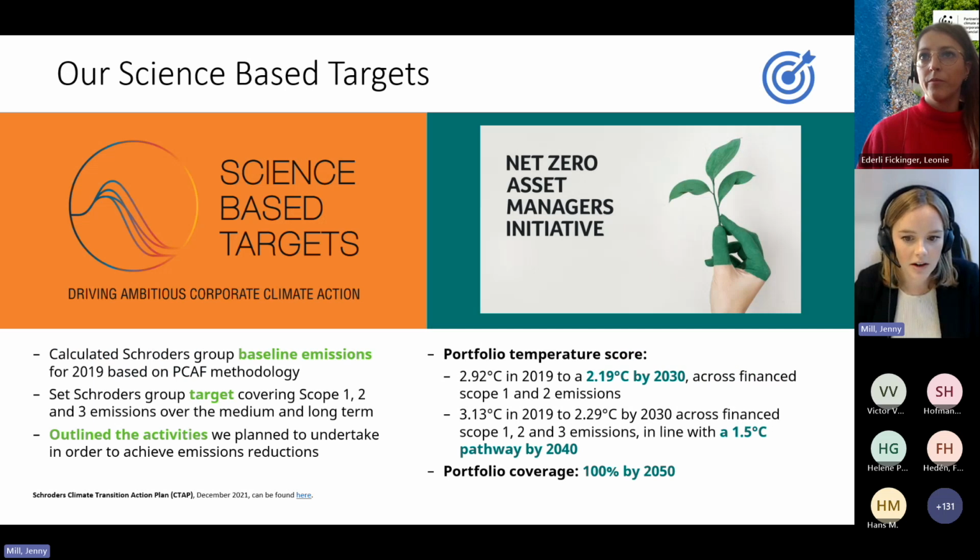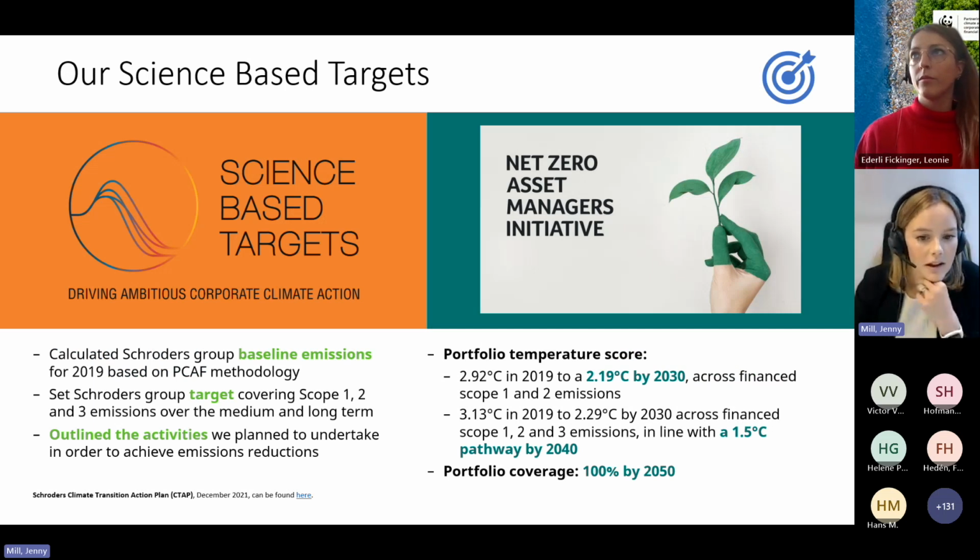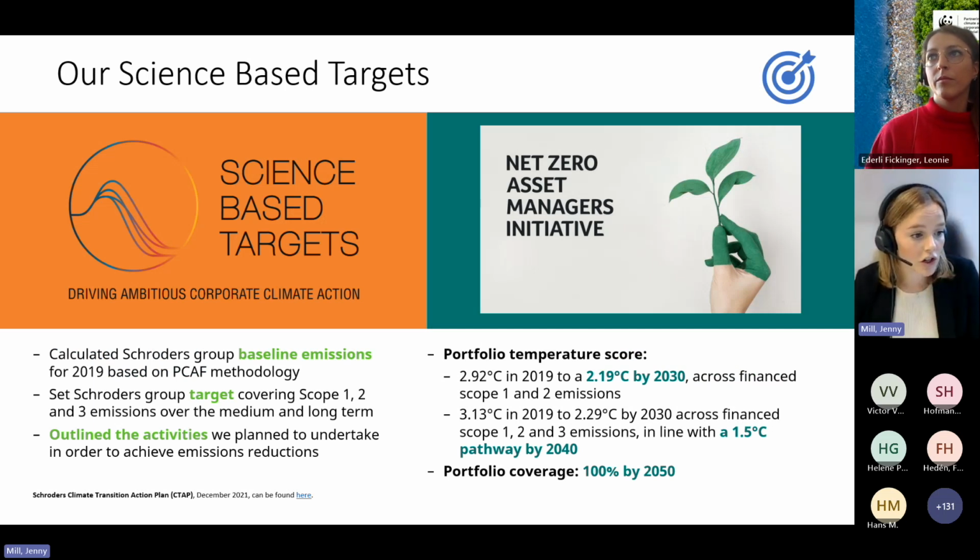So as mentioned, we set out our science-based targets in 2021, and those covered our scope 1 and 2 operational emissions, but importantly, as a financial institution, we had to cover our scope 3 emissions, which include our portfolio investments. I've got a link here to our climate transition action plan. It sets out all our targets, and there's a bit of detail on the right-hand side there.